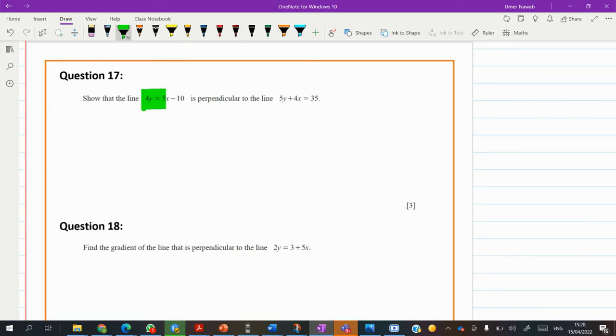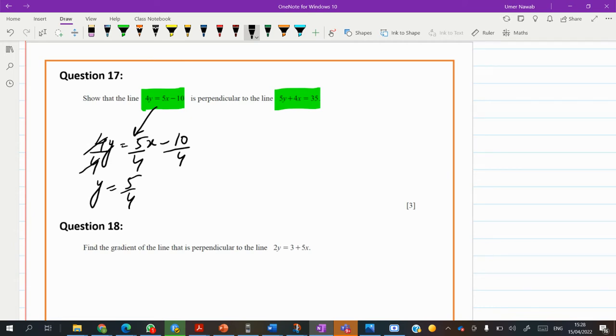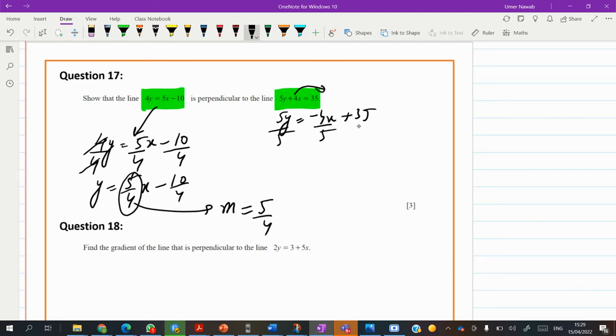Show that this is perpendicular to this line. Let's check. What is the gradient of this line? We need to send the 4 to the other side. So 4y is equal to 5x minus 10, divided by 4. So y is equal to 5 over 4x minus 10 over 4. So the gradient of this line is 5 over 4. Also try to find the gradient of this line: send 4x to the right hand side. 5y is equal to minus 4x plus 35, divided by 5. So y is equal to minus 4 over 5x plus 35 over 5.